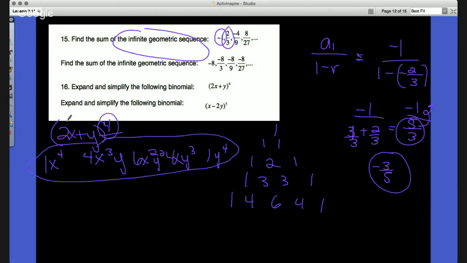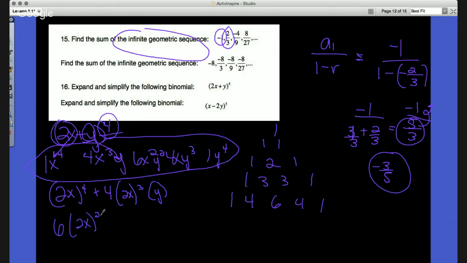We talked about this earlier because the 2x is representative of the first term, whereas y is representative of the second. So it should be 2x to the 4th plus 4 times 2x to the 3rd times y. The next one, third one, is 6 times 2x to the 2nd and y to the 2nd. And again, all I'm doing is just plugging in 2x to x and y to the next one, y to the 3rd. And last one is y to the 4th, okay?